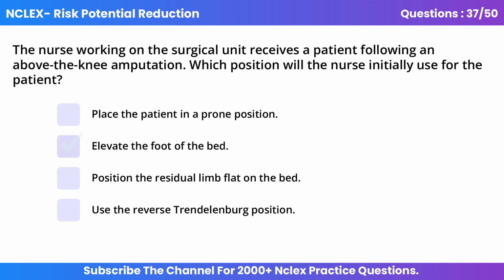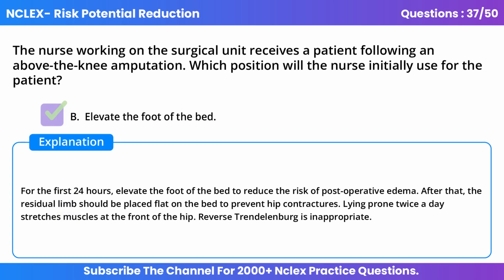B. Elevate the foot of the bed. For the first 24 hours, elevate the foot of the bed to reduce the risk of post-operative edema. After that, the residual limb should be placed flat on the bed to prevent hip contractures. Lying prone twice a day stretches muscles at the front of the hip. Reverse Trendelenburg is inappropriate.